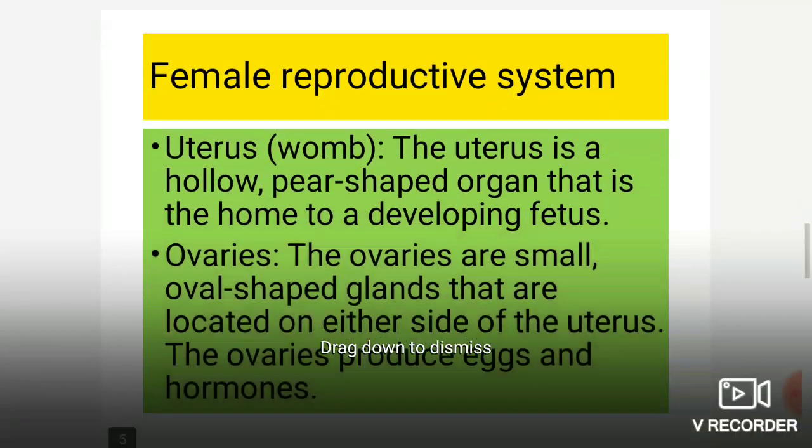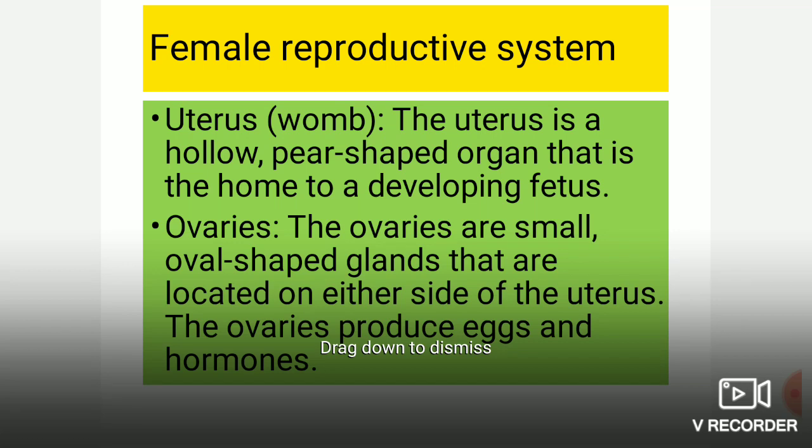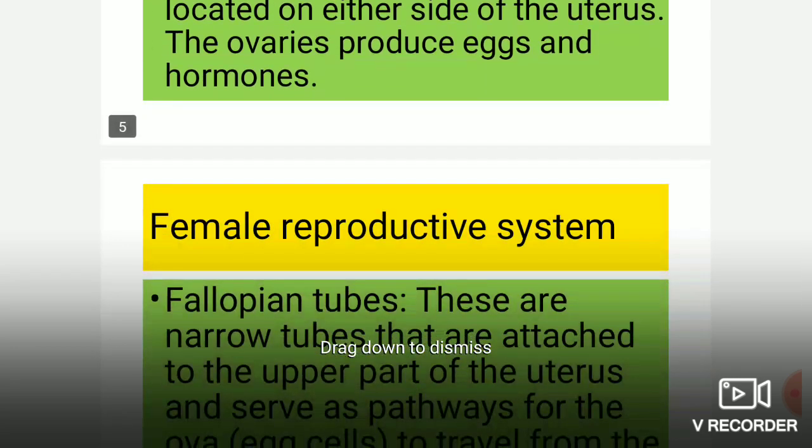The ovaries are present in pair. The uterus is a hollow pear-shaped organ that is the home to a developing fetus, where the implantation of the embryo will take place and gradually the embryo will develop. The ovaries are small oval-shaped glands that are located on either side of the uterus. The ovaries produce eggs and hormones.